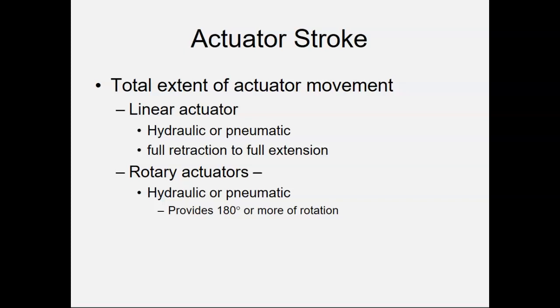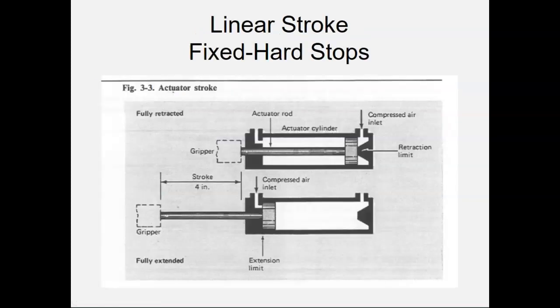So actuator stroke. This is the total extent of actuator movement. You have linear and rotary. Okay. So total extent of actuator movement, it can be linear or rotary. So linear strokes with hard stops. Anybody know what this actually is?